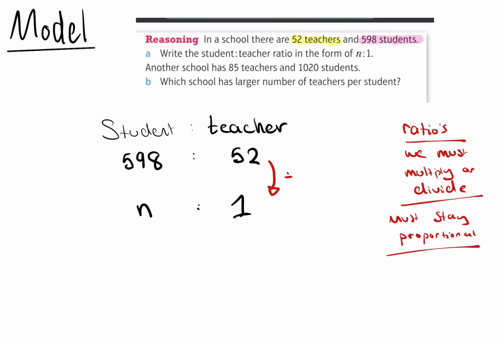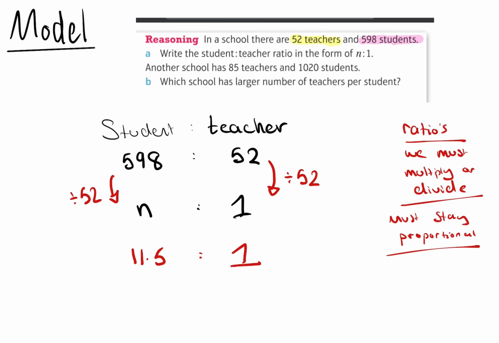So we're going to divide it by 52. Then you can use a calculator for this one. 598 divided by 52 gives us 11.5. So that means that we have 11.5 students for every one teacher. Now we can't have half of a human, but that's what the question wants, so we're going to keep it like that. Okay, the next question.